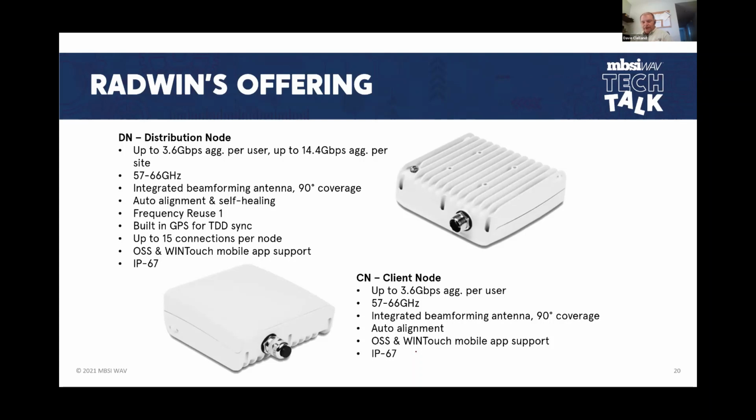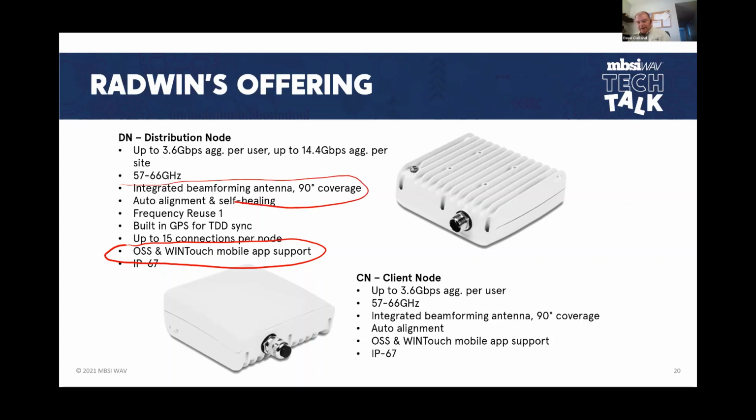Radwin also have a Terragraph offering, again both distribution node and client node, and some of the specs here. And Radwin have their own OSS, of course, and so management of the network is very easy. Management, adding clients, simple. Integrated beamforming antenna, 90-degree coverage.